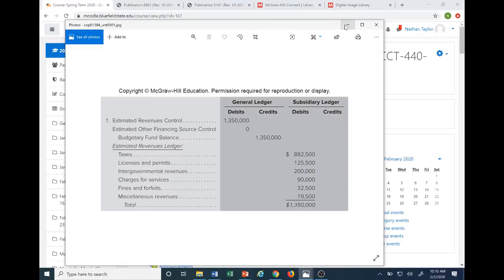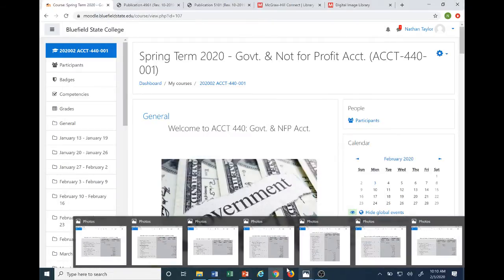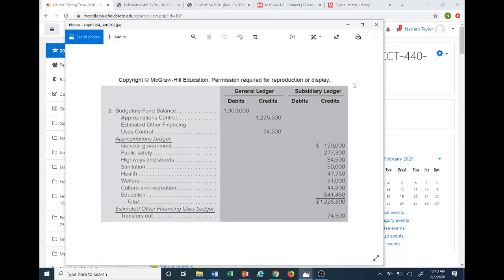Same thing here. Let's just take a little glance at the appropriation side of it. Once again, we've got a budgetary fund balance of 1.3 million. We know this is a plug number, right? And then we have a credit to appropriations control. We can see the amount there. And estimated other financing uses control. We can see the 74,500 there.